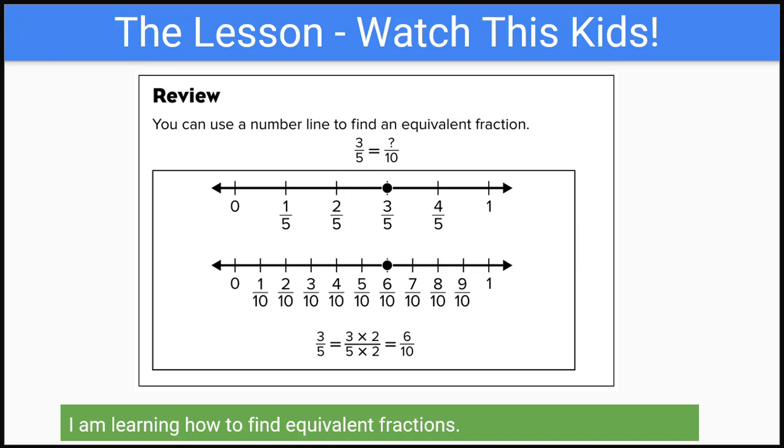It says you can use a number line to find equivalent fractions. So let's take a look. 3/5 is equal to how many tenths? First, they made a number line in fifths. Here's 1/5, right? 2/5, 3/5, and there's the dot right above it. That's what they want to know. That's 3/5. 4/5, and this is 5/5.